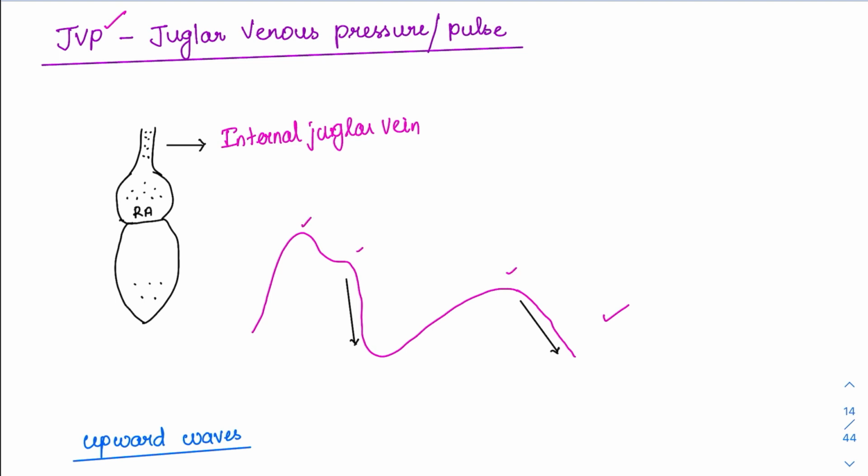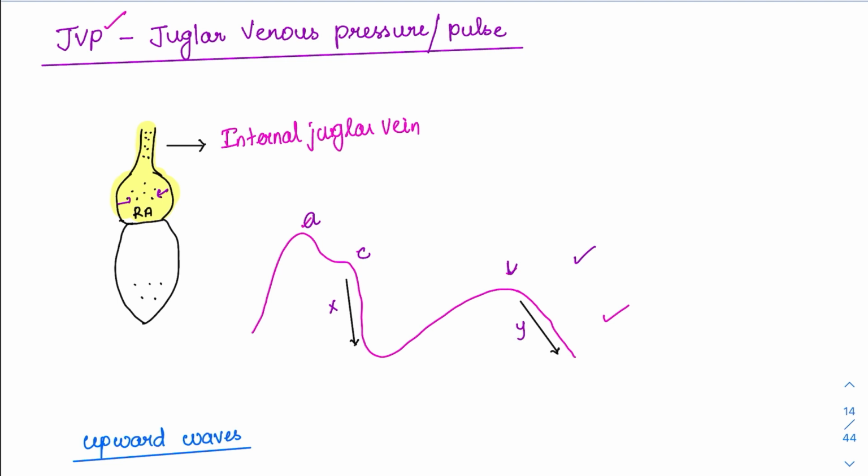So what is the JVP representing? The JVP is representing the right atrial pressure because the right atrium is directly in connection with the vein, and whatever pressure changes are happening in the right atrium will be depicted in the jugular venous pressure. Here we can see that the three peaks are named as A, C and V. These are the upward waves. Now coming to the downward waves or descents, we have two things: one is the X and another one is Y.